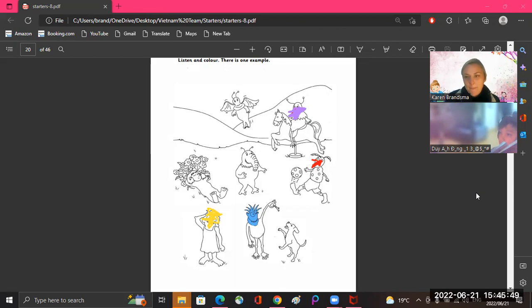Four. Is that monster sleeping next to the flowers? Yes. Can I color her head purple? Yes, please. Color the head of the monster next to the flower purple.